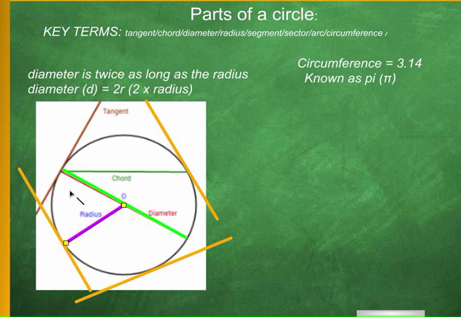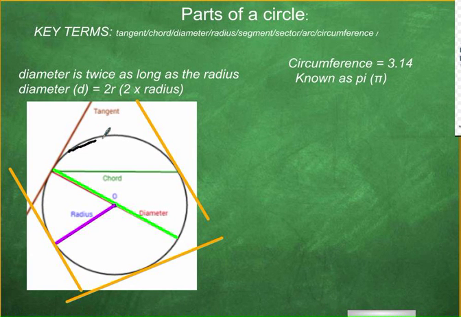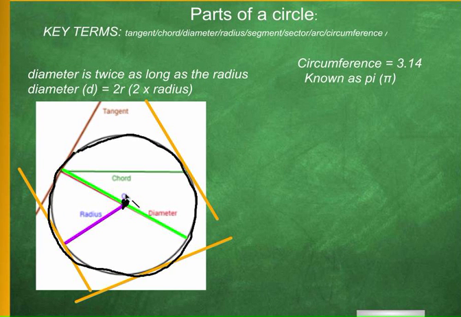As you know, any parts of a circle are equidistant to the center of the circle. They are all the same distance from the center of the circle. So the radius is precisely that. It is from the center to the outside, from the center to the outside.